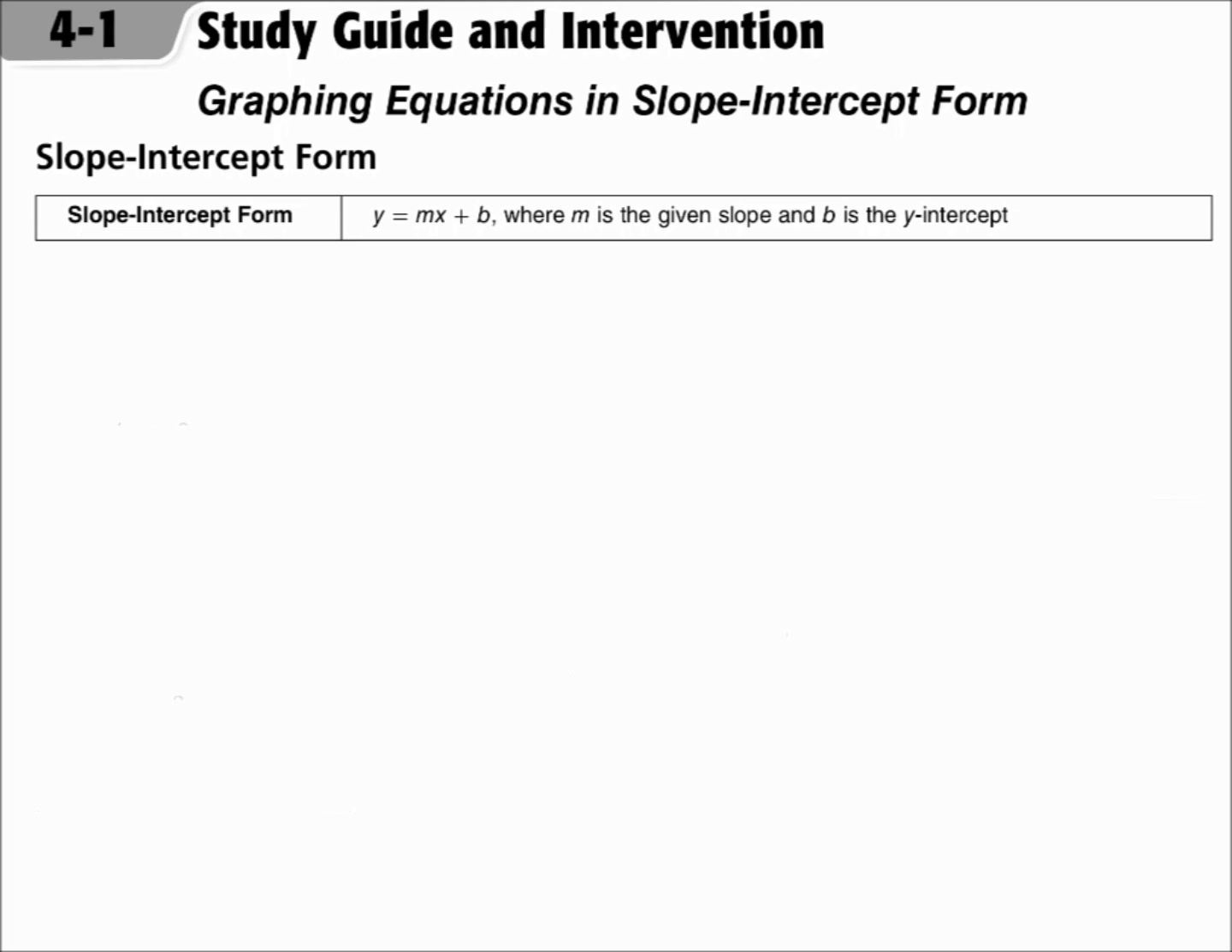Slope-intercept form is the equation y equals mx plus b, where m is the given slope and b is the y-intercept. This is a linear equation. M is the slope of the line, and b is the y-intercept of the line.